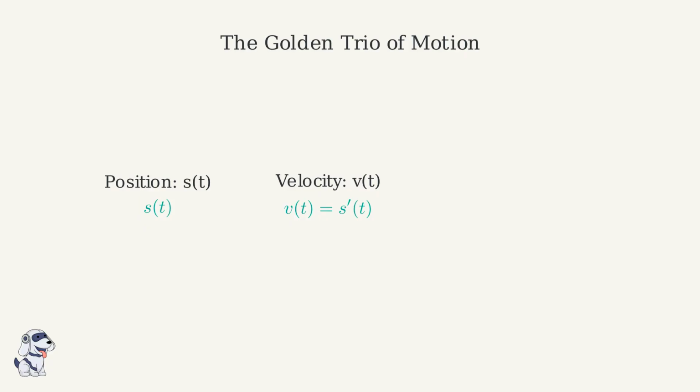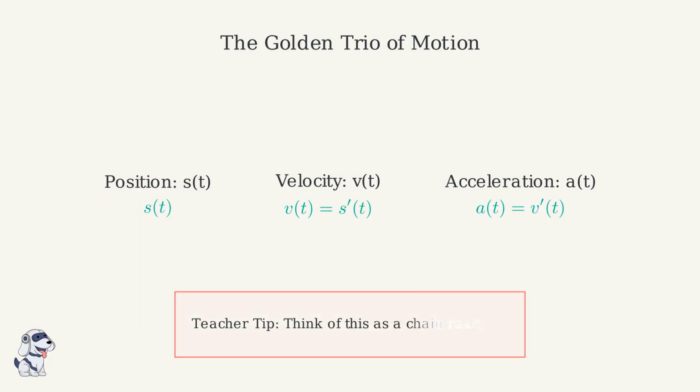It tells us how the position is changing. And acceleration, a of t, is the derivative of velocity. It measures how quickly that speed is changing. Remember, it's just a simple chain. Differentiate position to get velocity, and differentiate velocity to get acceleration. That's all you need to start.